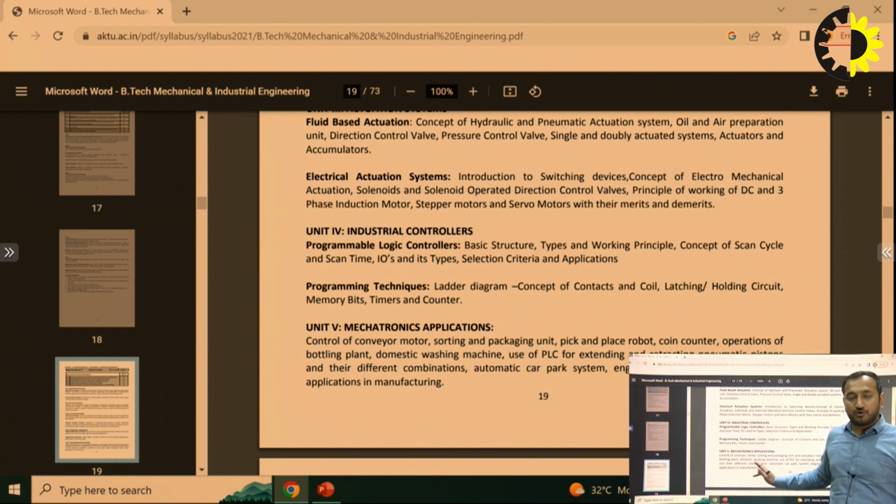So in unit 5, we will be discussing that. Our today's agenda: I will be discussing electrical actuation, because these are important from the exam point of view. I will discuss the switching device, which is a solenoid, and how it works. And we will cover a special type of motor, which is again very important from the exam point of view, the DC motor. So let us jump to our presentation and start it.